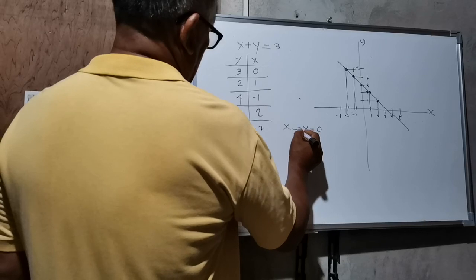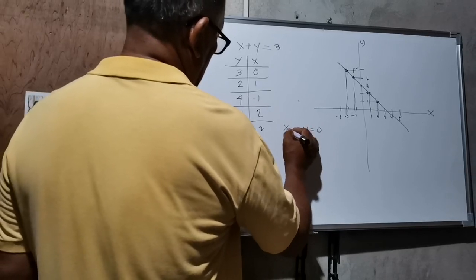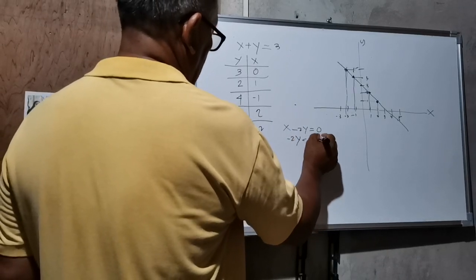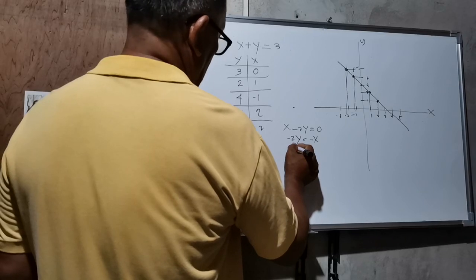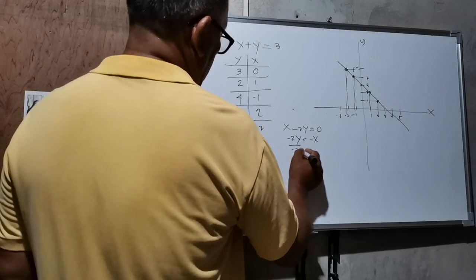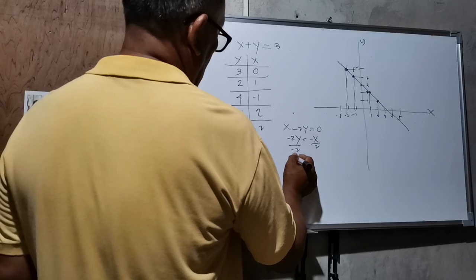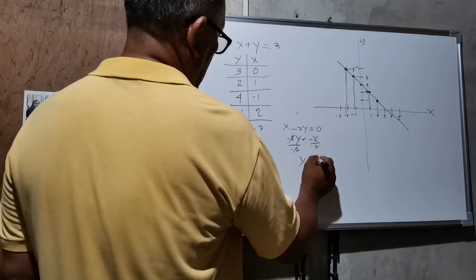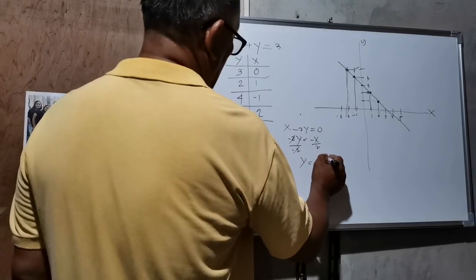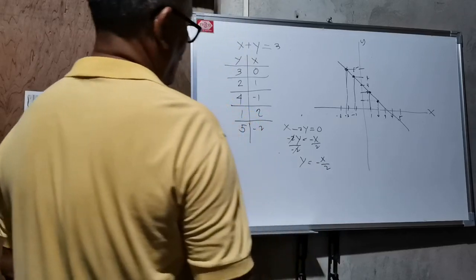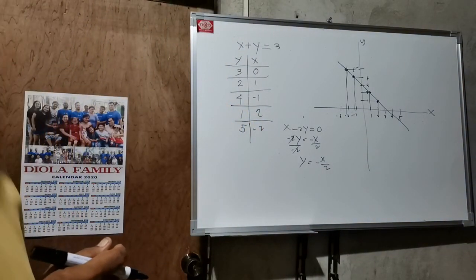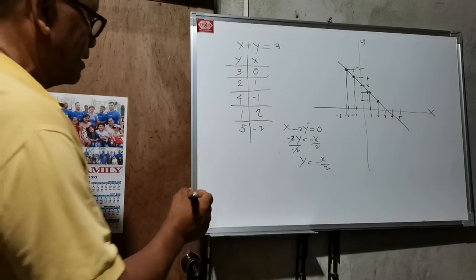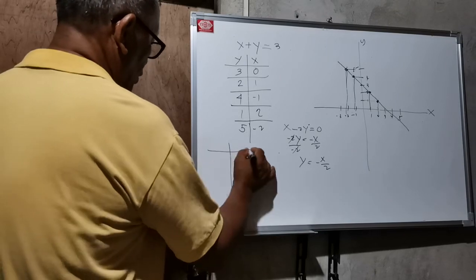Simplifying this equation to give us a y function, negative 2y is equal to negative x, then divide by negative 2, negative 2. Therefore, cancel, the value of y is negative x over 2. Okay, that is now the equation wherein we are going to solve the values of x and y. Here is now the tabulation for x and y.